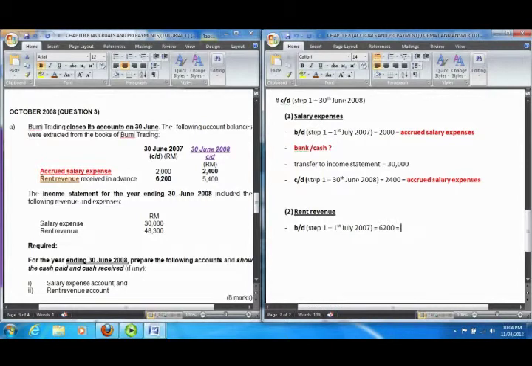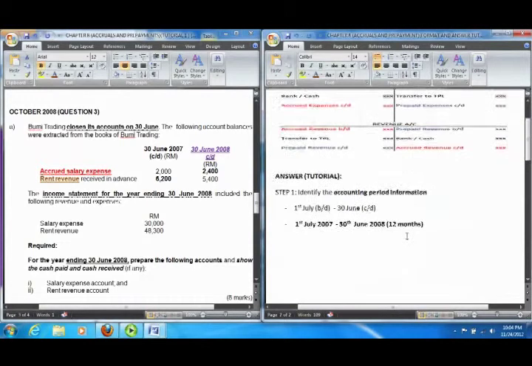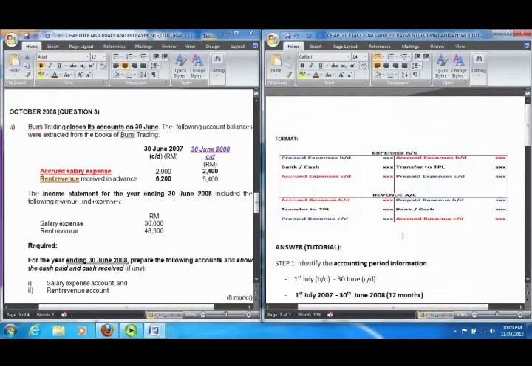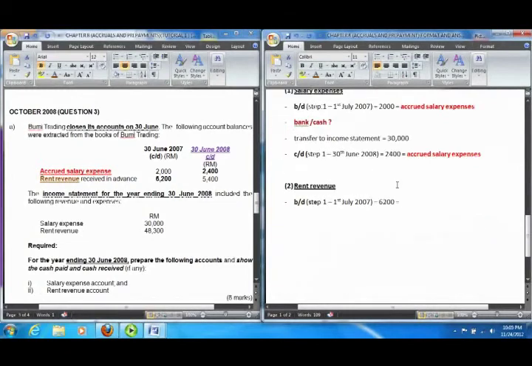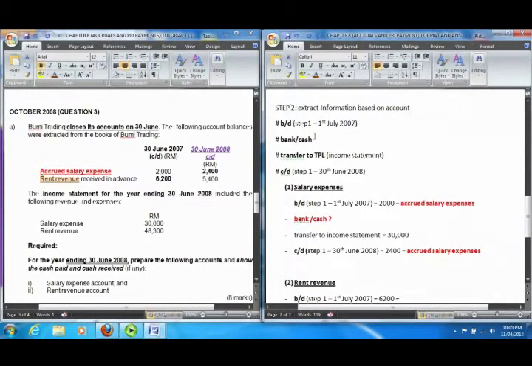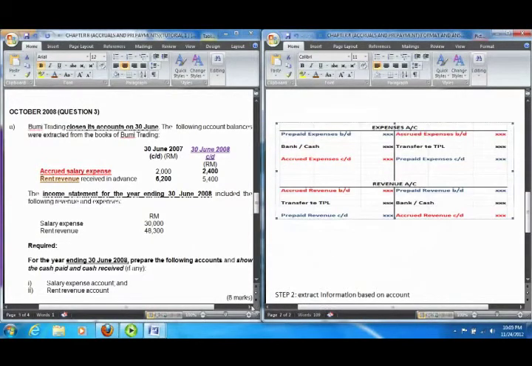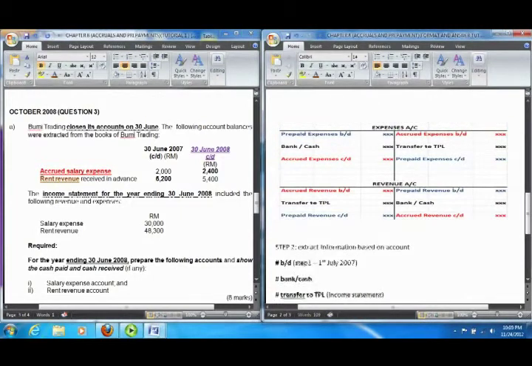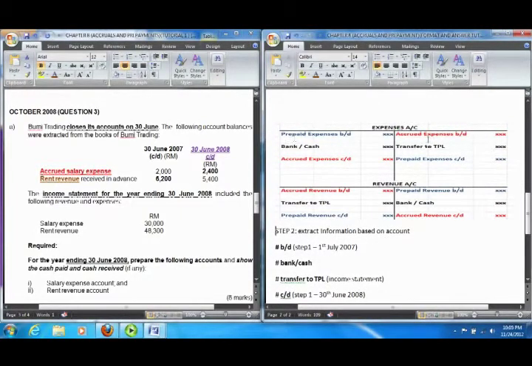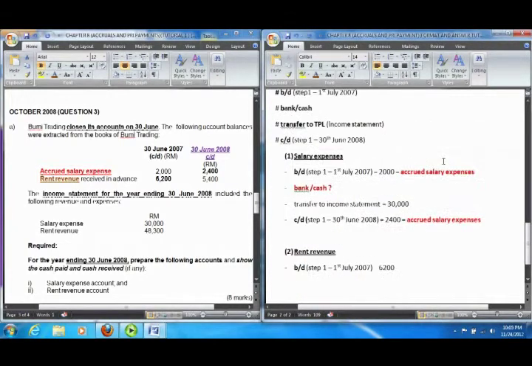So, can I know the situation of this rent revenue? It's very important. Why class? As you can see in the format. This format is very important for you. As you can see in the format, you need to know the BD is in what situation, either prepaid or accrued. Because when you want to construct the T account, your BD can be debit or credit. So extract all the information, so it is easy for you when you want to substitute into the T account.